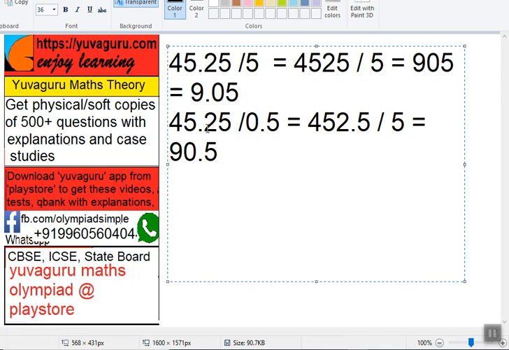See here, in that case what you do is shift the point in the numerator and denominator simultaneously. So it becomes 452.5, and point shifted to right from denominator also, from numerator also. So it becomes 5 in the denominator. Now it becomes 452.5 divided by 5. Do the same thing. 905 is the answer, and after point how many? Only 1. So 90.5 in that case. So that is division of decimal number by a decimal number. That is the example for that.